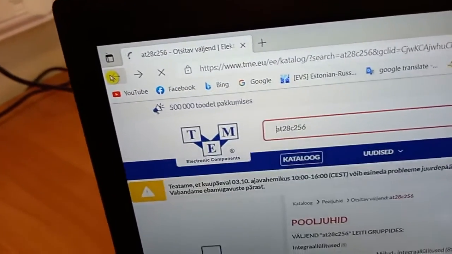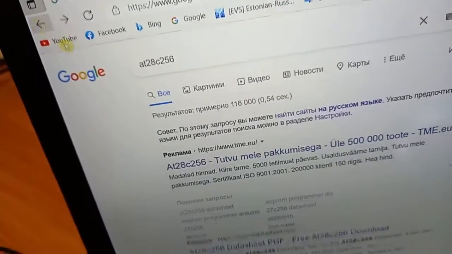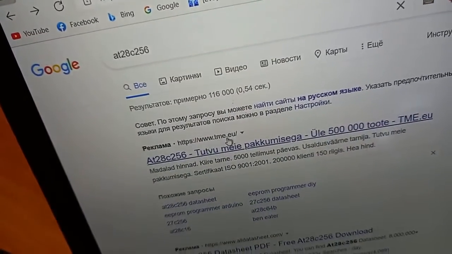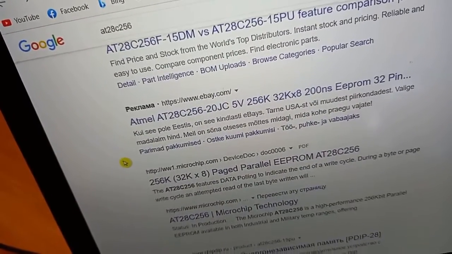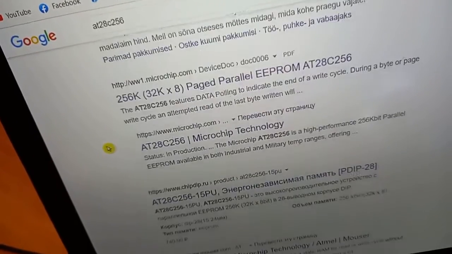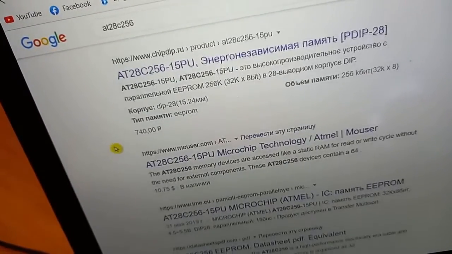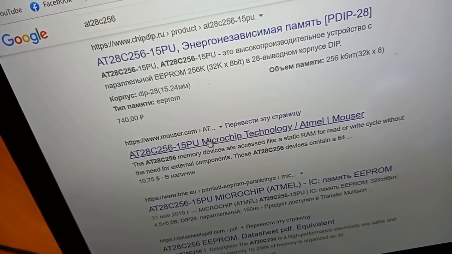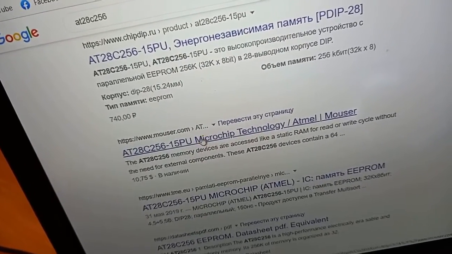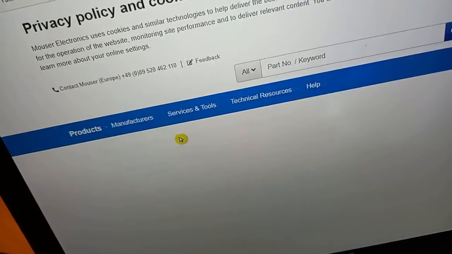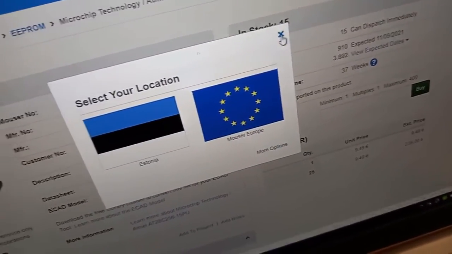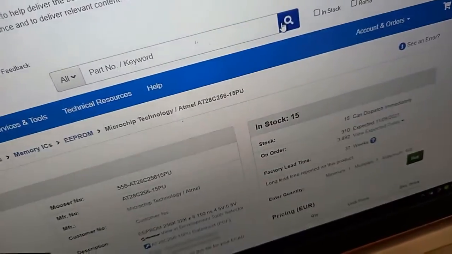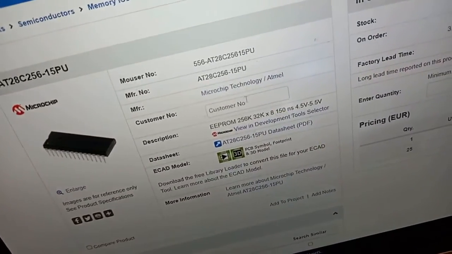That's the first option. I haven't bought anything from this web store, so I don't recommend it. I usually buy from Mouser, from here. It has the same chip, like this.